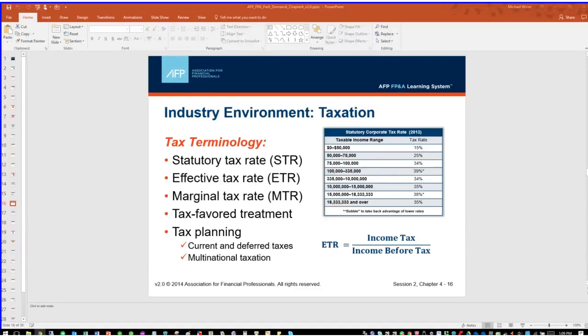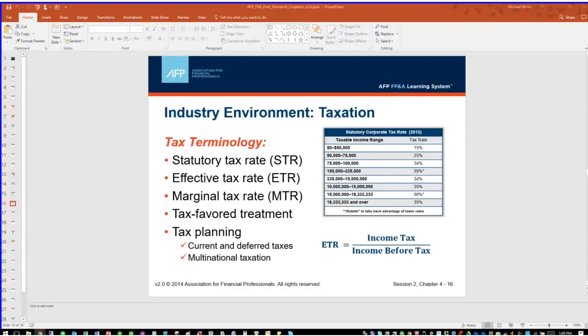Okay, so see what's going on there? Basically, that 38 was in there to offset the 34 and 35 on the lower brackets. That's why they did that. So if you've made more than 15 million, you're getting more back, closer to a 38% rate. Anyway, those are the statutory rates.